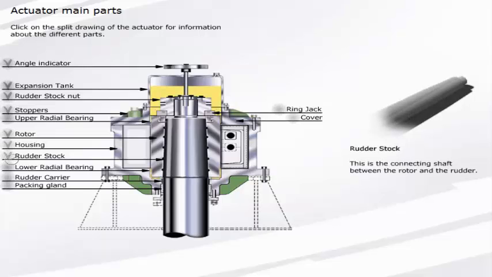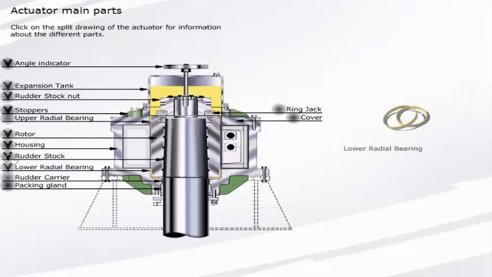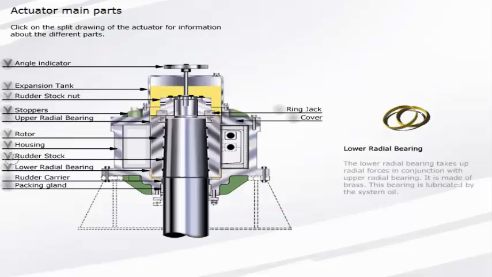Lower radial bearing. The lower radial bearing takes up radial forces in conjunction with the upper radial bearing. It is made of brass. This bearing is lubricated by the system oil.